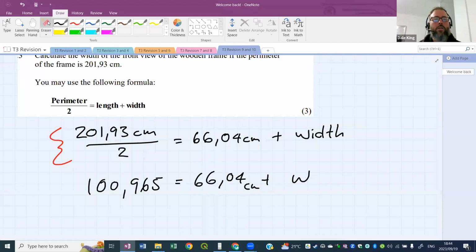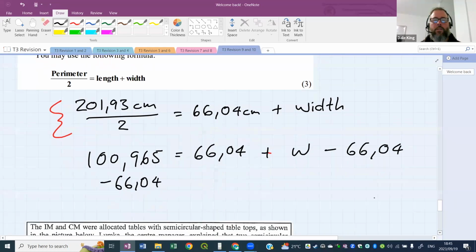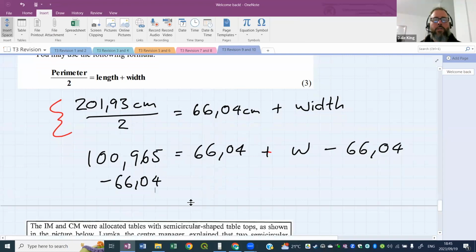So now I've got 100,965 is equal to 66,04 plus W for width. Now to get rid of this 66,04, what do I do? Well, it's attached to the W with a plus, so we will do the opposite of plus, which is minus. So you say minus 66,04. But what you do to the right-hand side, you must do to the left. So we're going to minus on both sides.